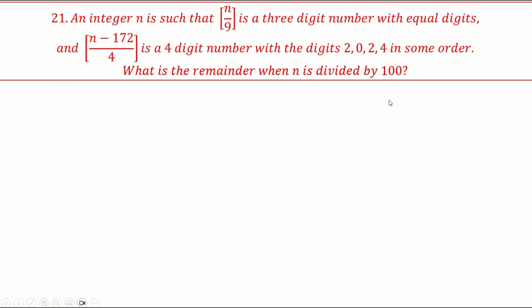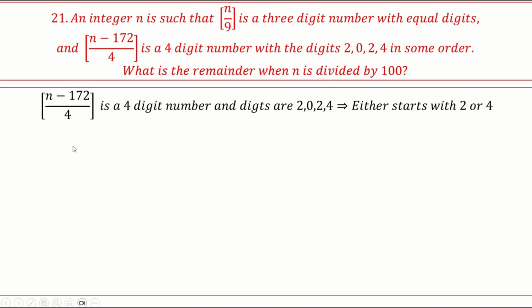Okay, what it is trying to ask is basically the last 2 digits of n. So let's see. First thing, (n minus 172) by 4 is a 4-digit number with digits from 2024. So either it should start with 2 or 4, correct? It can't start with 0. And there are two 2's, so either the number should start with a 2 or 4.